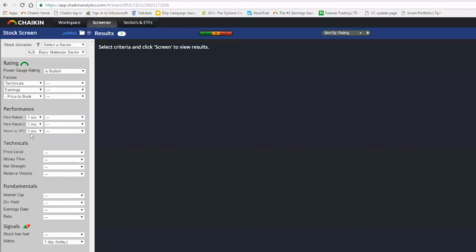Finally, under performance, you can search versus the return of your individual stocks against the SPY. The SPY is the ticker symbol for the ETF that tracks the S&P 500 index. And you can have the same time periods and look for the same moves.